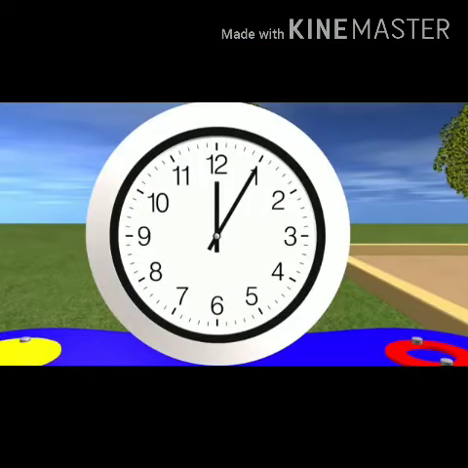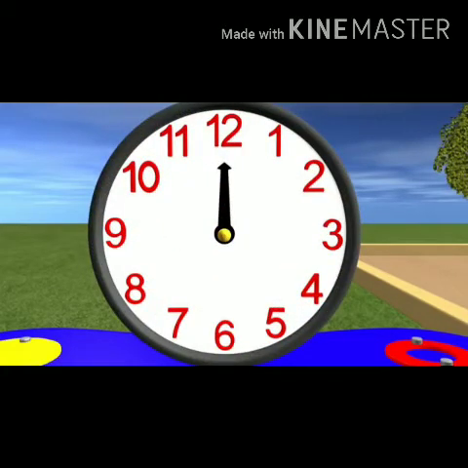Students, as you already know, the small hand is called the hour hand. Around the clock, you will notice that it has the numbers from 1 to 12. Now the hour hand is pointed to the 3. So it must be 3 o'clock. See, here the hour hand is pointed directly to 3. So now the time is 3 o'clock.